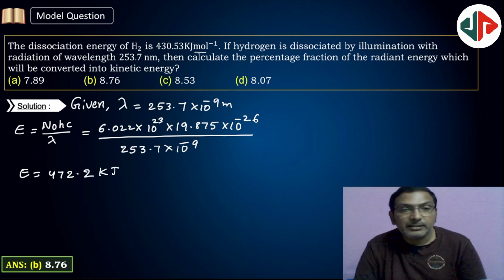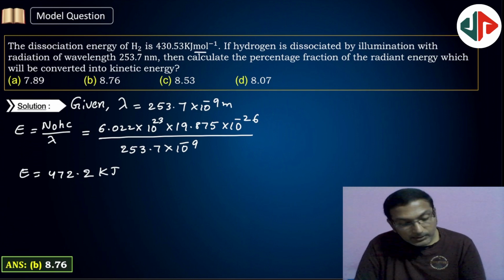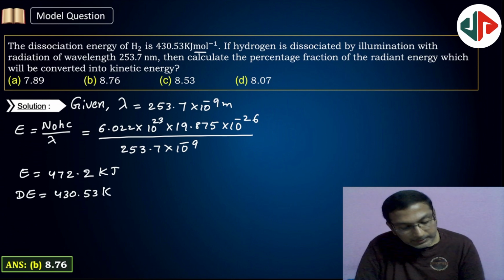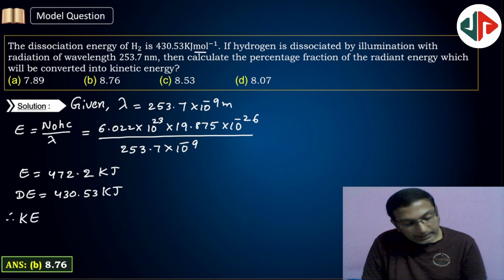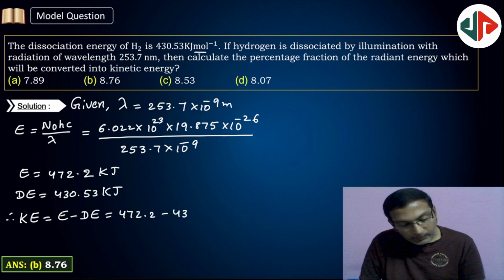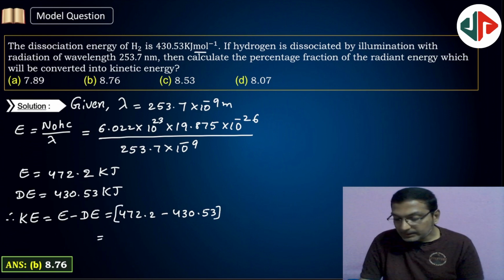Next, dissociation energy is given. Dissociation energy 430.53 kilojoules. So therefore kinetic energy equal to incident energy minus dissociation energy. So which is 472.2 minus 430.53.